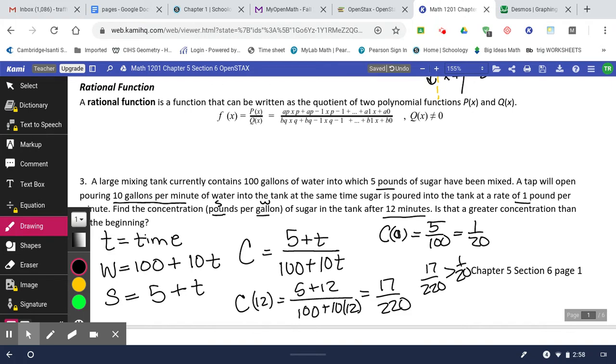So is that a greater concentration than in the beginning? Yes, it is greater now than what it was.